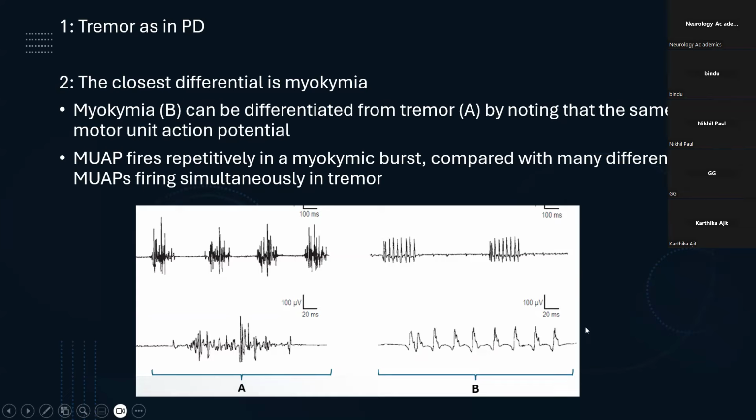But unlike CRD, you can also see that myokemia is of a different origin. Myokemia originates from the axon, CRD originates from the muscle fiber. CRD is exactly the same, like one potential will be exactly similar to the next potential. Myokemia will not be like that. It will be slightly different, but the overall composition will be very similar.